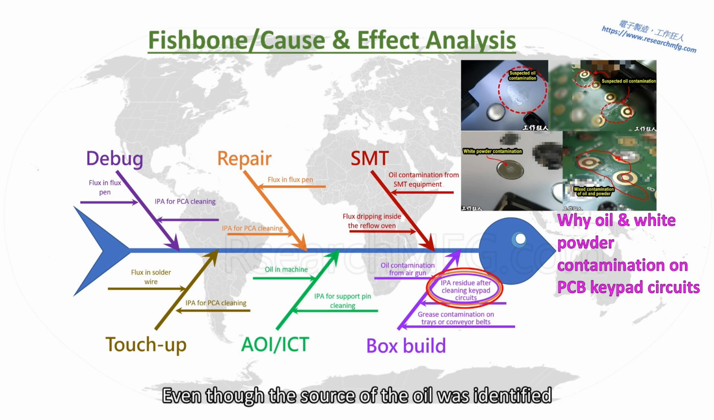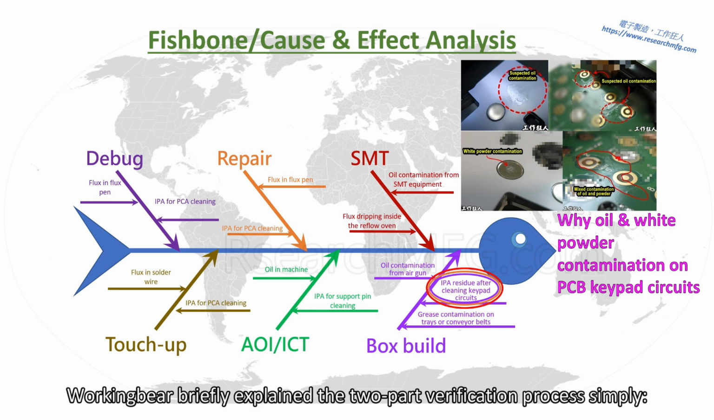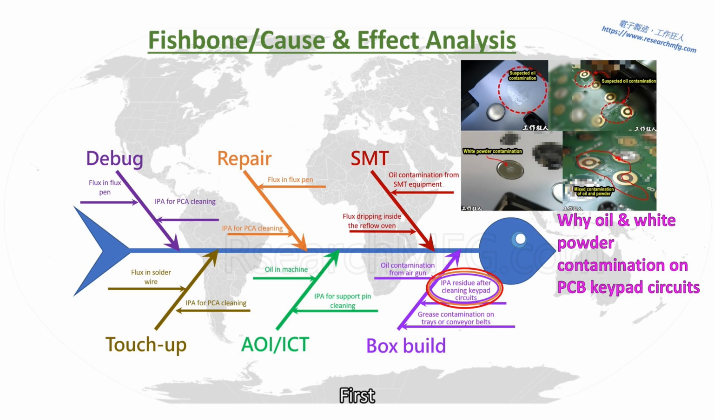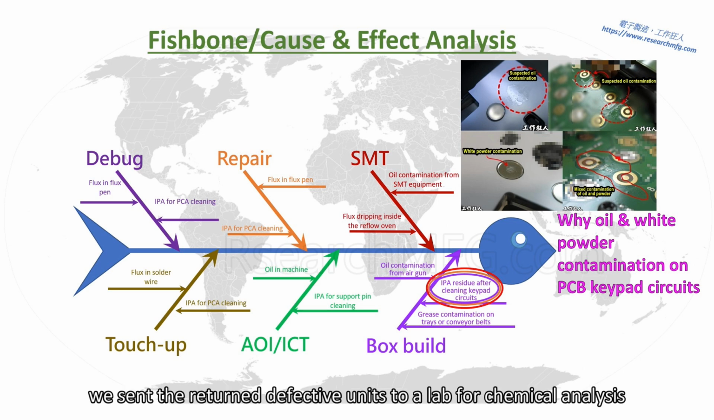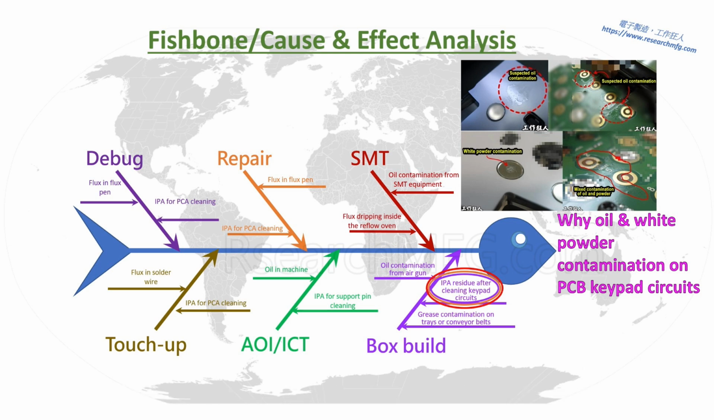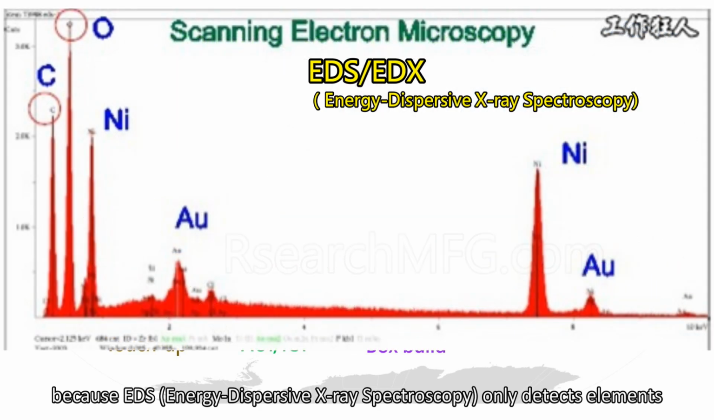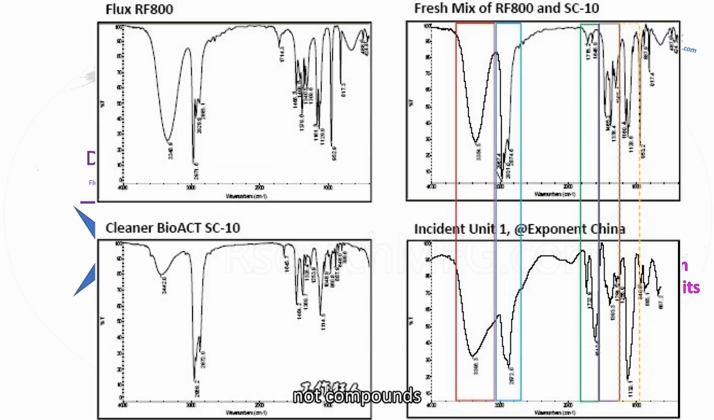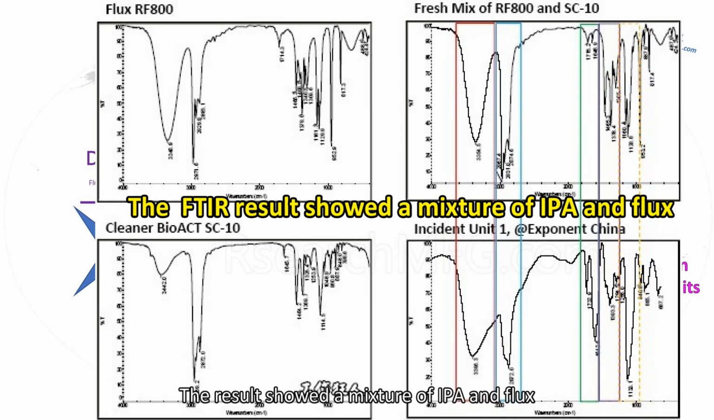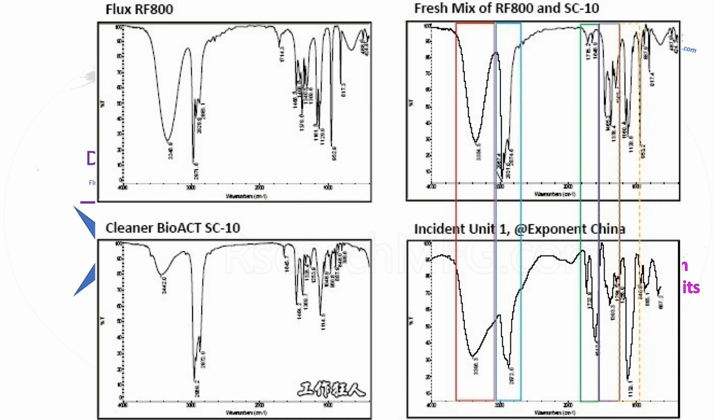Even though the source of the oil was identified, verifying it became another challenge. Here, Working Bear briefly explained the two-part verification process simply. First, we sent the returned defective units to a lab for chemical analysis. We used FTIR, Fourier Transform Infrared Spectroscopy, because EDS, Energy Dispersive X-ray Spectroscopy, only detects elements, not compounds. The results showed a mixture of IPA and flux.